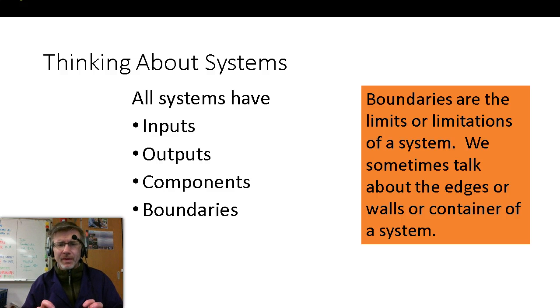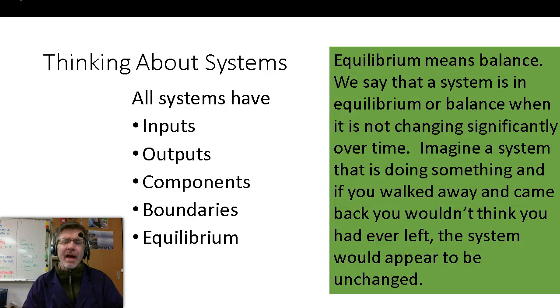Boundaries. Another way to think about boundaries is the limits, the extents, or the limitations. Your hair straightener can't curl your hair too. I mean, it has a limitation. It's only for straightening, right? Or your blender in your kitchen, it only blends. It doesn't toast, right? So it has boundaries, it has limitations, it has things it can and can't do. We also talk about the edges or walls or container of a system. That's all boundaries.